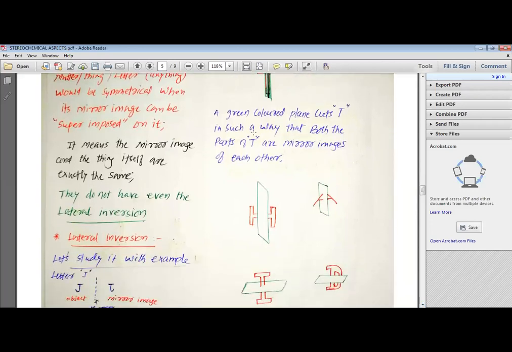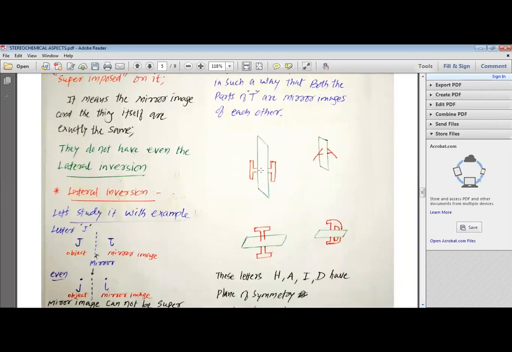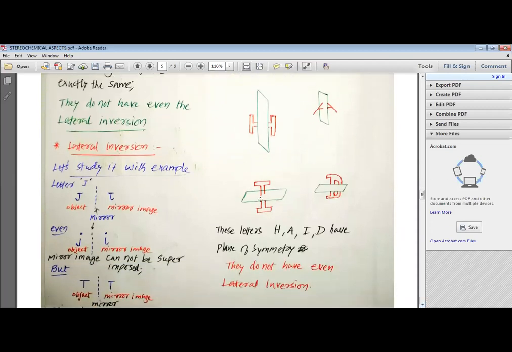The green colored plane cuts T in such a way that both parts of T are mirror images of each other. But if you cannot understand it this way, look at this H I have given you. You can see that both sides of the mirror H are absolutely the same. The same you can see in the case of A. The left side of A is exactly equal to the right side of A. If you look at I, you can easily understand that I is being cut from the center, and when we cut I from the center, the upper part and the lower part of I are exactly the same. The same thing you can see for D.